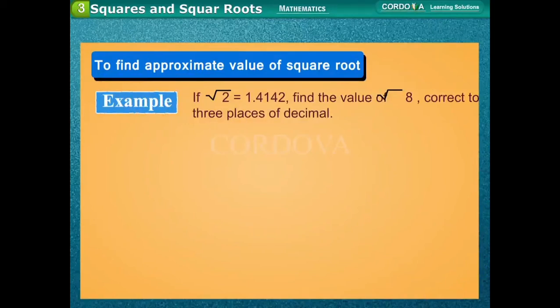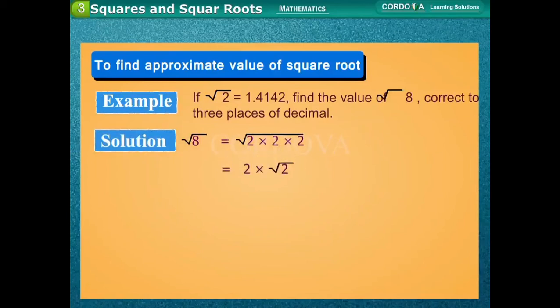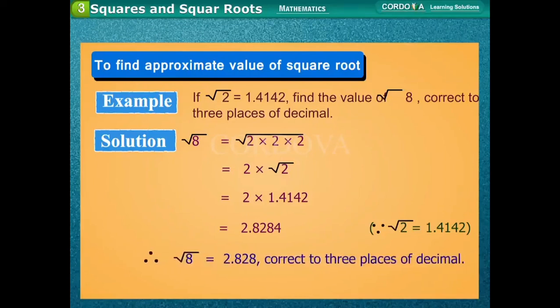Example 7. If square root of 2 is equal to 1.4142, find the value of square root of 8, correct to 3 places of decimal. Solution. Square root of 8 is equal to square root of 2 into 2 into 2, which is equal to 2 into square root of 2, which is equal to 2 into 1.4142, which is equal to 2.8284. Since square root of 2 is equal to 1.4142, therefore, square root of 8 is equal to 2.828, correct to 3 places of decimal.